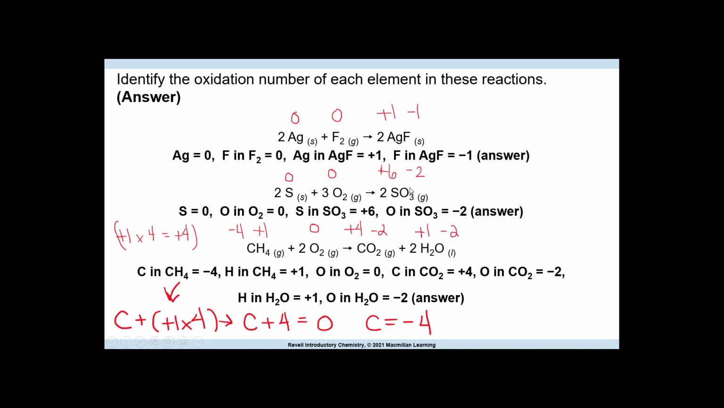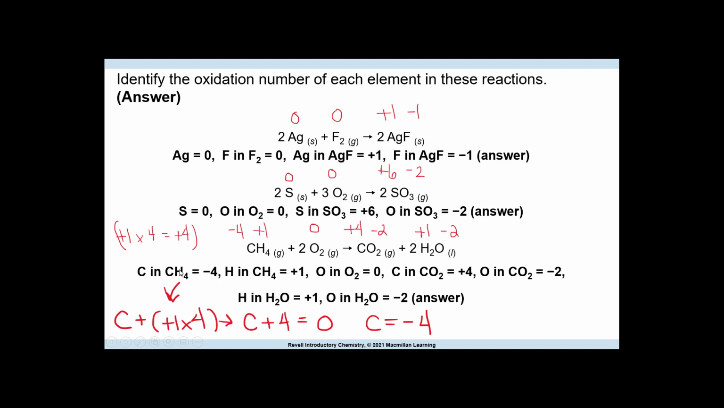If anybody has problems with any of these, let's go through them. But you solve for it, and in this case the answer ended up being +6. So if you solve for this, make sure you get a +6 on sulfur. How is that going to work? Well, if oxygen is a -2, then -2 with 3 is -6, and then sulfur is +6. So they cancel each other out.